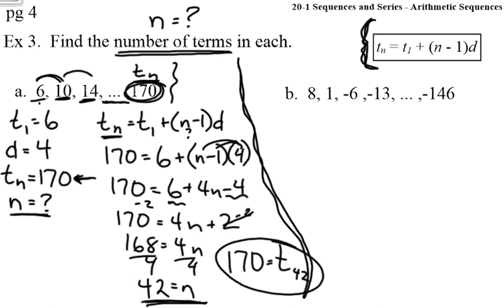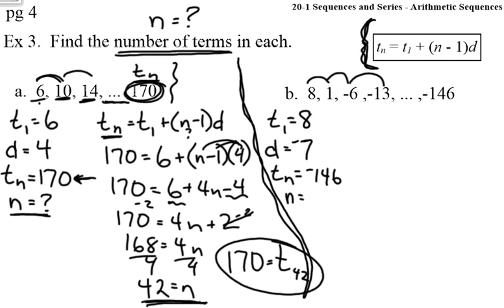All right, here we go. Again, I like listing. Term 1, 8. Common difference. 8 to 1 is down by 7. 7 less is negative 6. 7 less is negative 13. Negative 7 is the common difference. There we go. What else do we know? Well, we know the last term, T of n, is negative 146. Watch your sign. And we know we're trying to figure out how many terms there are.